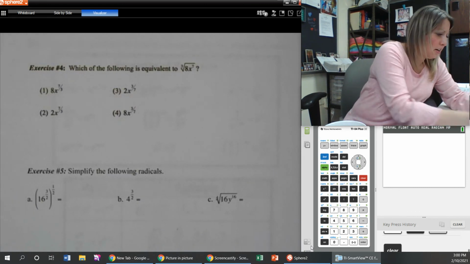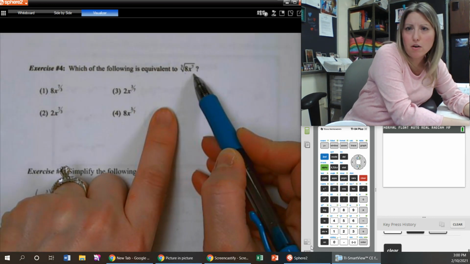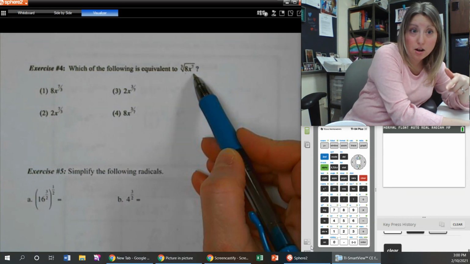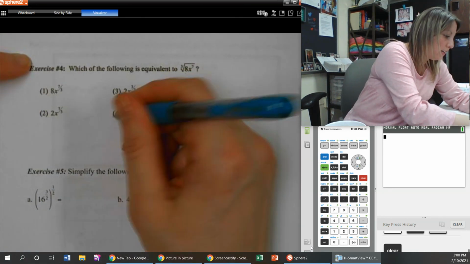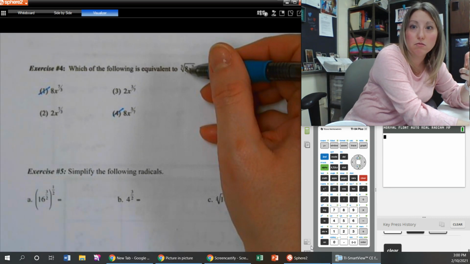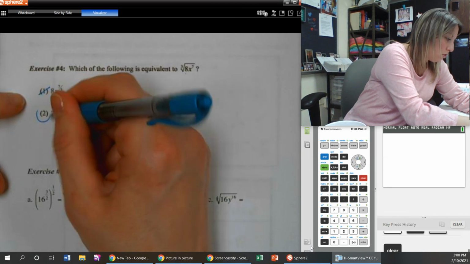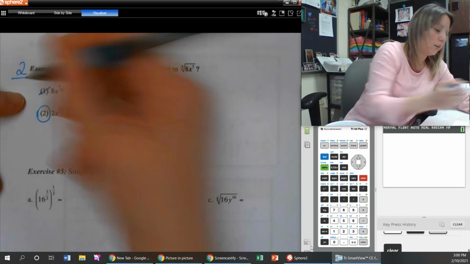Let's see here. I'm taking the cube root of 8, and I'm taking the cube root of x to the 7th. So 7/3 is my exponent, but notice there's nothing in parentheses. So the 8 is actually what I'm taking the cube root of, and what times what times what gives you 8? 2. So here we go. Choice 2. The line is over here, but that seems a little ridiculous, so I'm just going to put it right there.